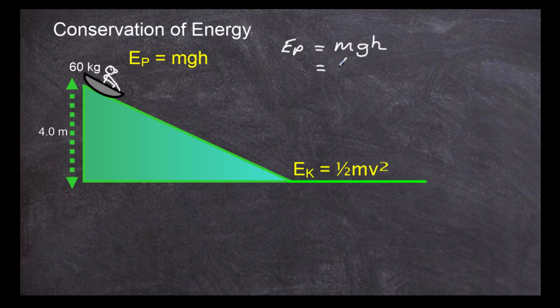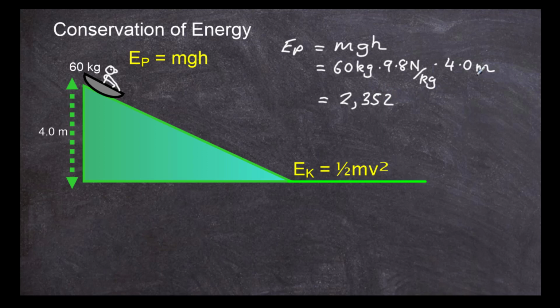We put in the numbers now. Mass is going to be 60 kilograms, multiplied by gravitational field strength on the planet, 9.8 newtons per kilogram, and we're going to multiply it by the height of 4.0 meters. Now we do that on our calculator, we end up with a value of 2,352.